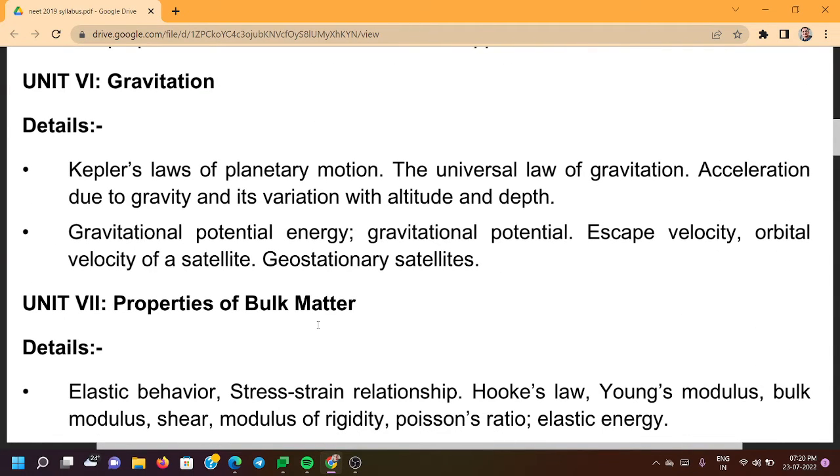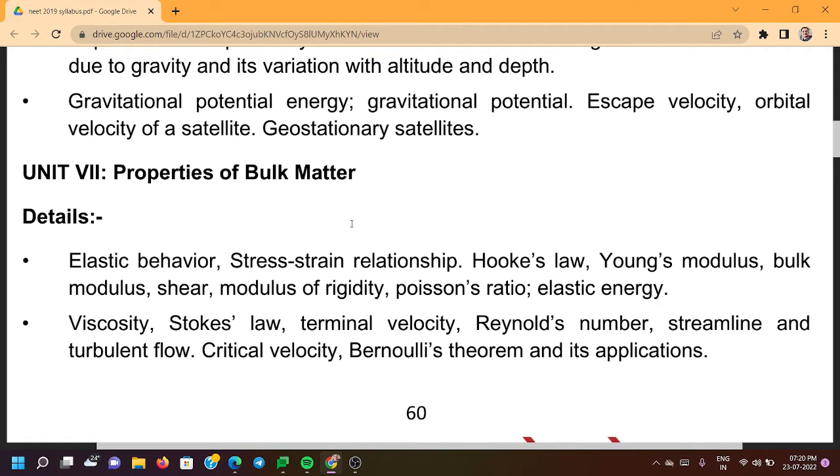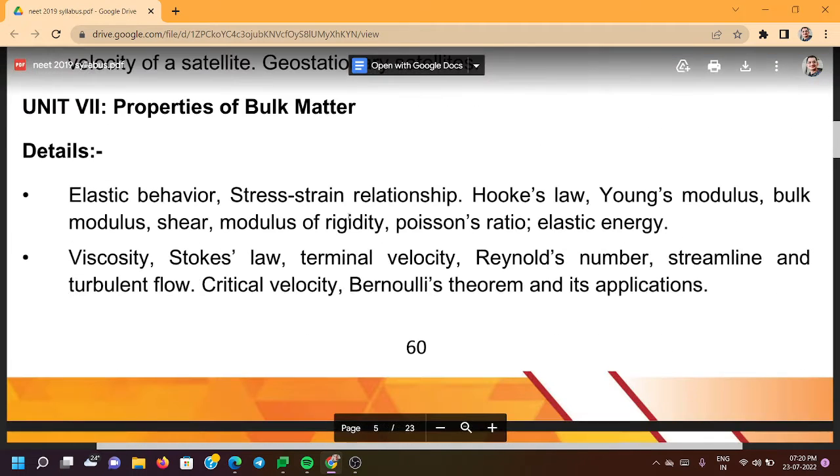Physics Unit 6, Gravitation. Kepler's laws of planetary motion. The universal law of gravitation. Acceleration due to gravity and its variation with altitude and depth. Gravitational potential energy. Gravitational potential. Escape velocity. Orbital velocity of a satellite. Geostationary satellite.